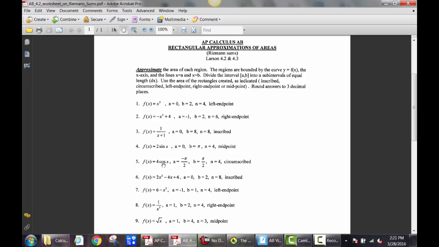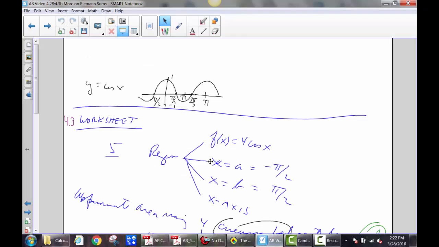F of x equals 4 cosine x. So that's what it's bordered on the top by. And I'm going to tell you right now, all of these functions are above the x-axis for x between a and b in each case. So it's bordered on the top by f of x equals 4 cosine x, on the bottom by the x-axis, on the left by x equals negative pi over 2, on the right by x equals pi over 2. You want to use 4 circumscribed rectangles of equal width.